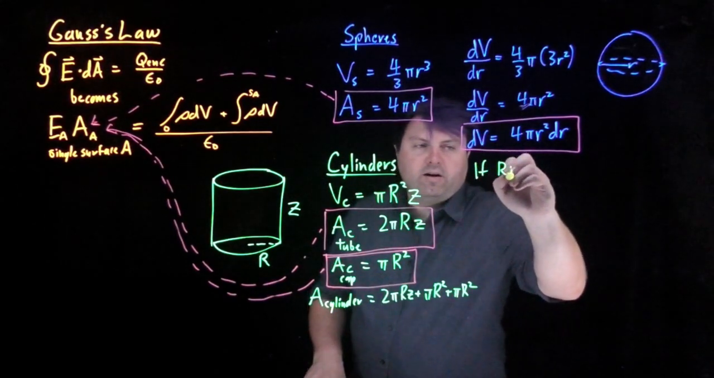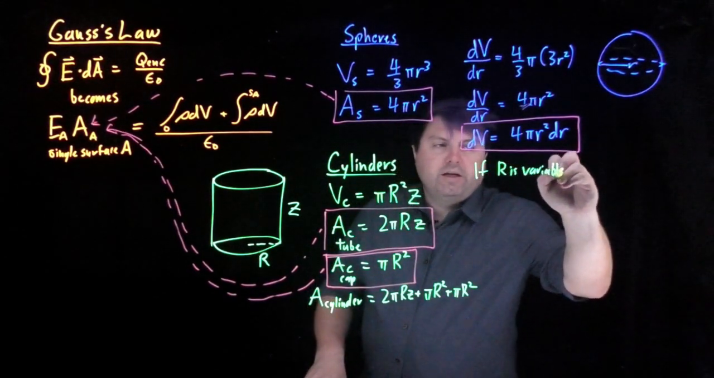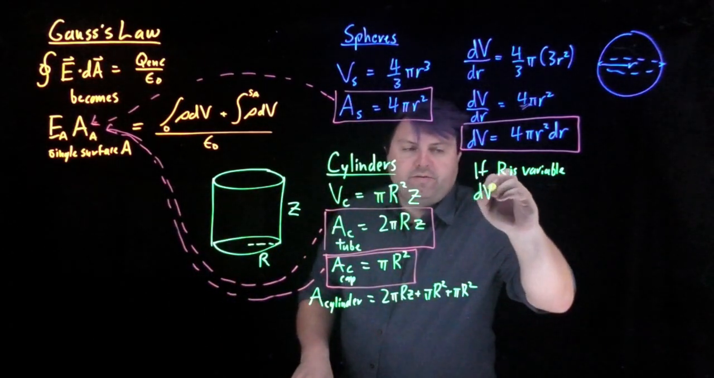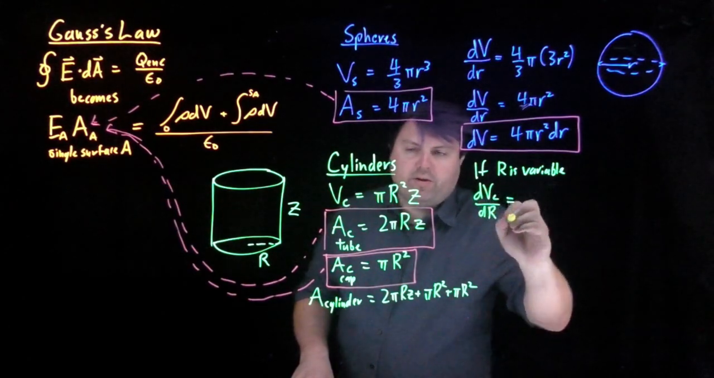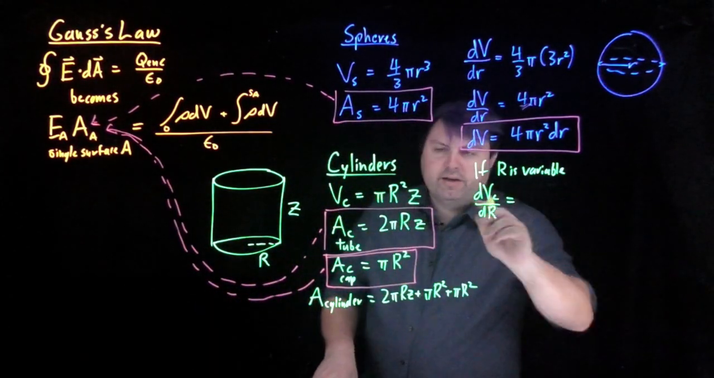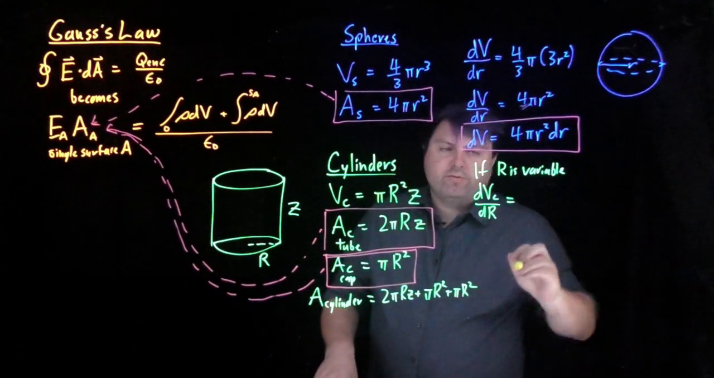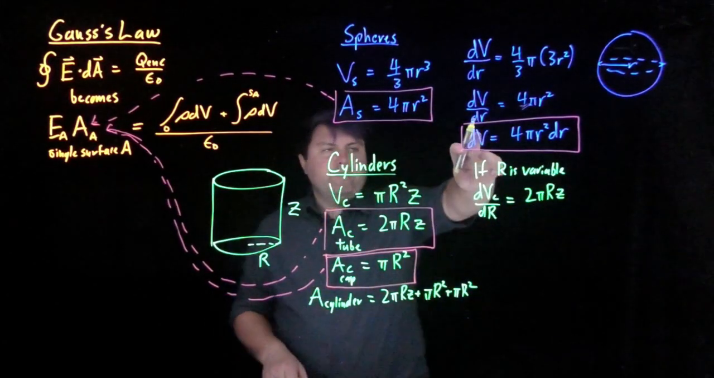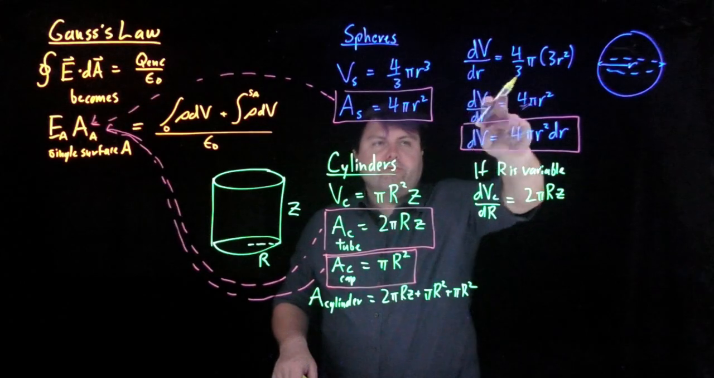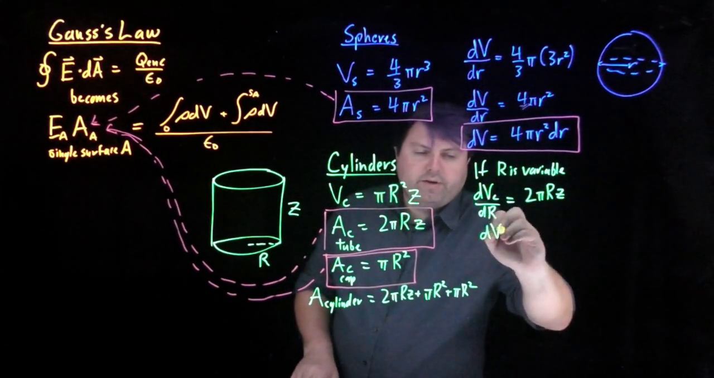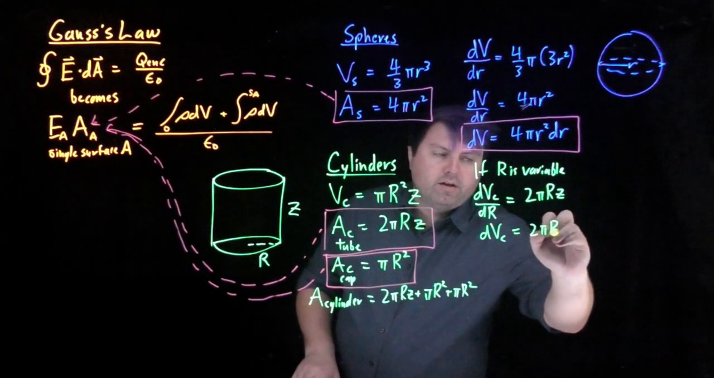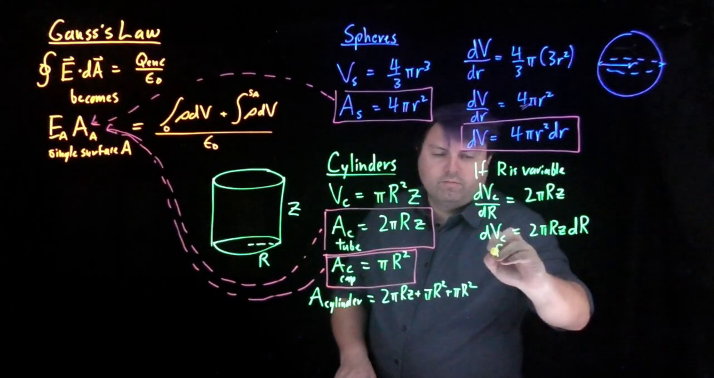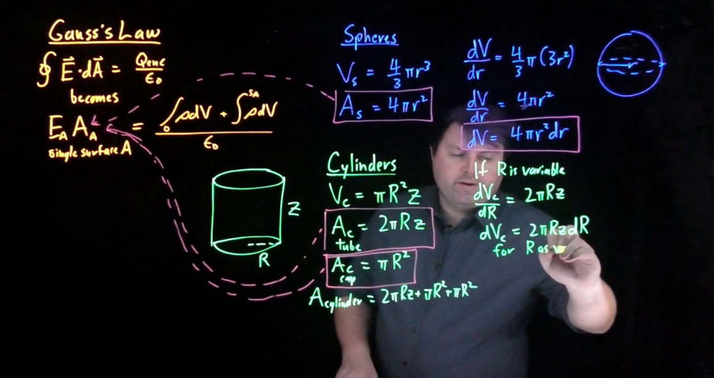So if our r is our variable, if we are building things up by adding more and more tubes, then we would do dv of our cylinder d capital R. And so we get pi r squared, derivative of r squared is 2r, so we could do 2 pi r z. And then we can do the exact same trick here, where we just multiply by this. And so we can get dv of the cylinder is 2 pi r z dr for r as our variable.